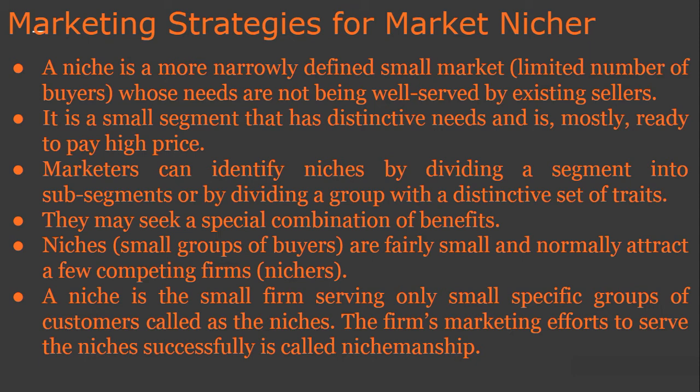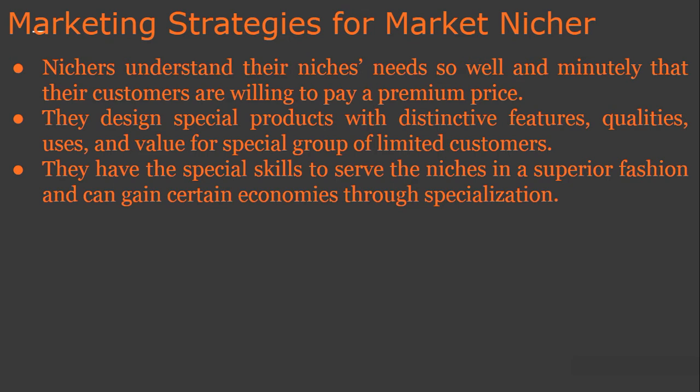They can frame their own target group and they may seek a special combination of benefits to satisfy those customers. So a niche is a small group of buyers, fairly small, and normally attracts few competing firms. A niche is a small group of customers served by a small firm, and these groups of customers are called niches. The firms performing this kind of marketing effort to serve the niches, that is, a specific group of customers who have specific needs and wants, are called market nichers, and what they successfully do is nichemanship. Now students, nichers understand the needs of niches, that is, a specific group of customers, so well and minutely that their customers are willing to pay a premium price.